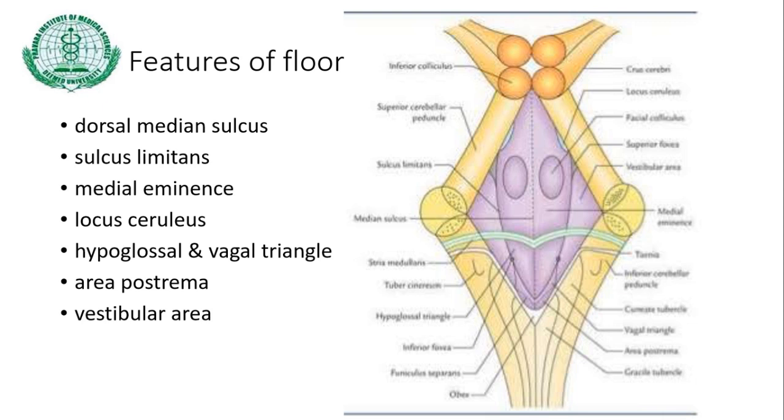Now opposite to the superior fovea, medially in that medial eminence there lies a prolongation that is known as the facial colliculus. It is formed by the arched fibers of the motor nucleus of the facial nerve around the abducent nucleus.